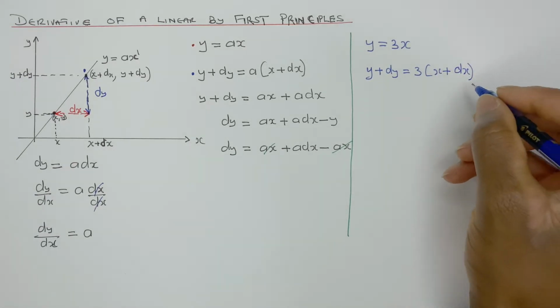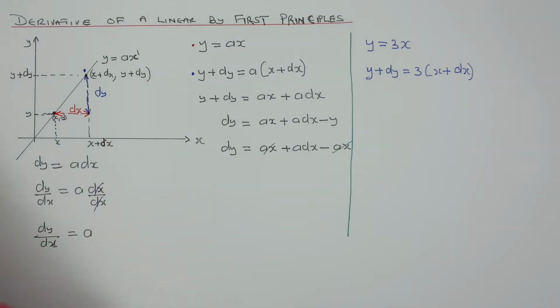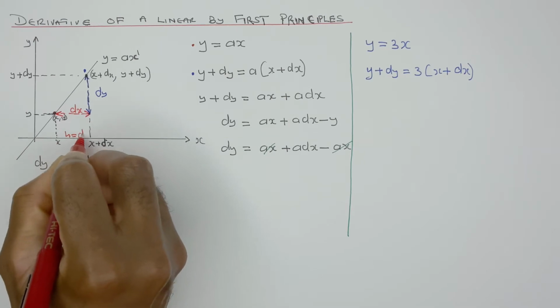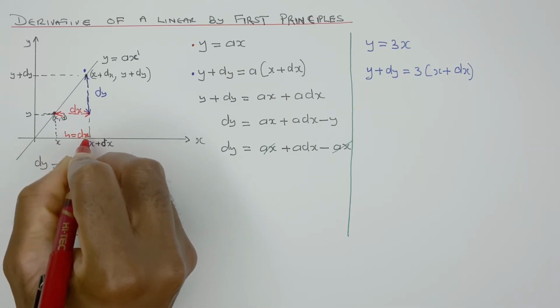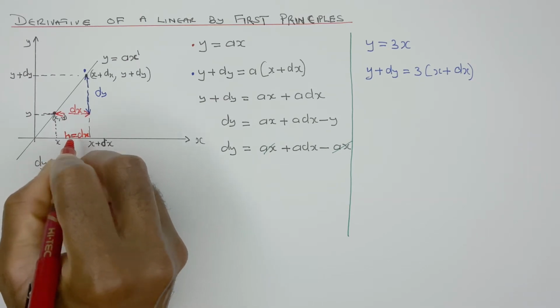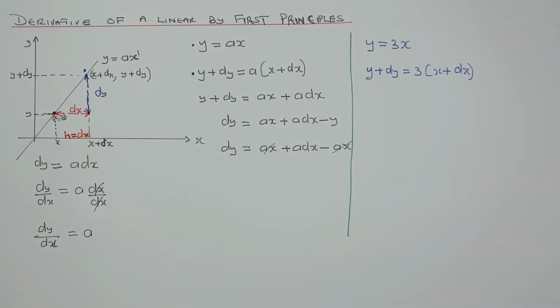In some books, the dx is called h. So you will see h here. H equals the dx. So watch out for that. H and the dx are the same thing. Let's just call it h.